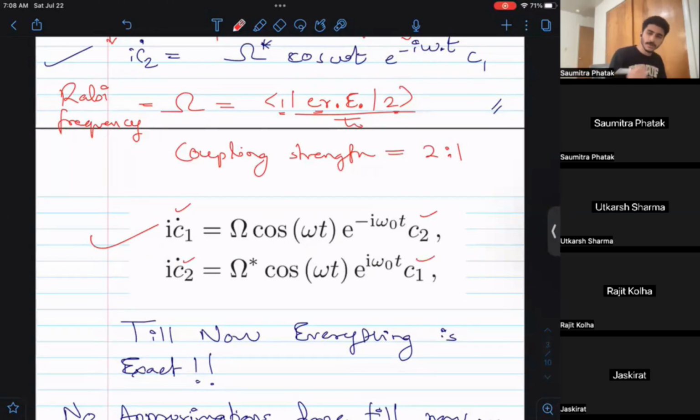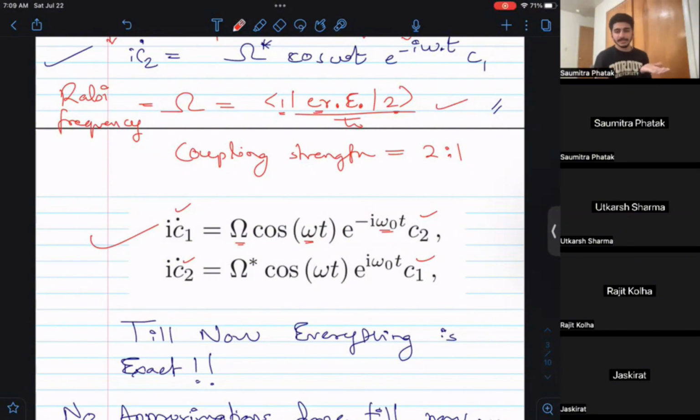And I hope all the quantities mentioned in this equation are clear: omega is the applied frequency of the laser and omega naught is the resonant frequency of the atom itself, because we are considering a two-level system. So the energy difference between these two levels is omega naught. And capital omega gives you the coupling strength, which is given by this expression. So the coupling between the first and the second excited state.